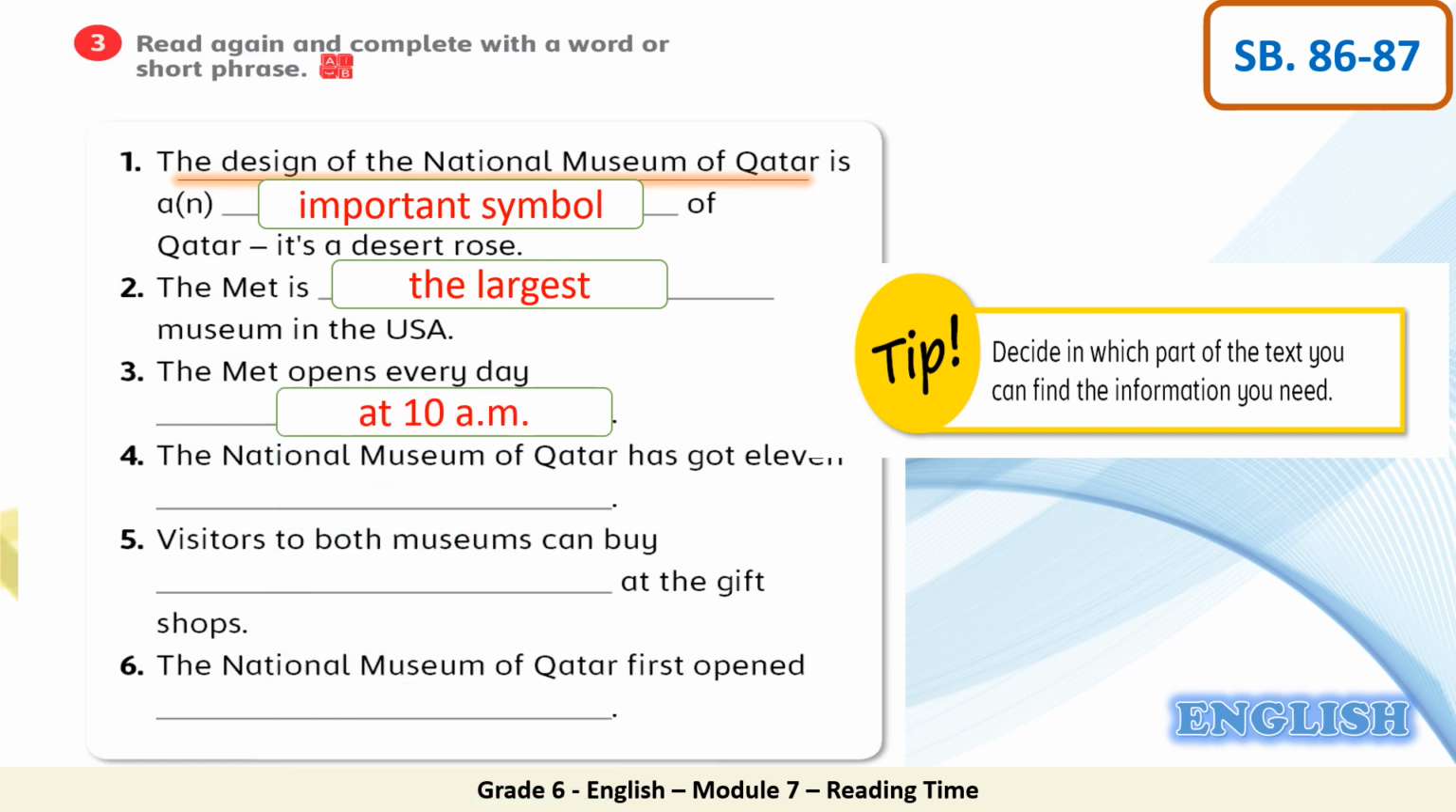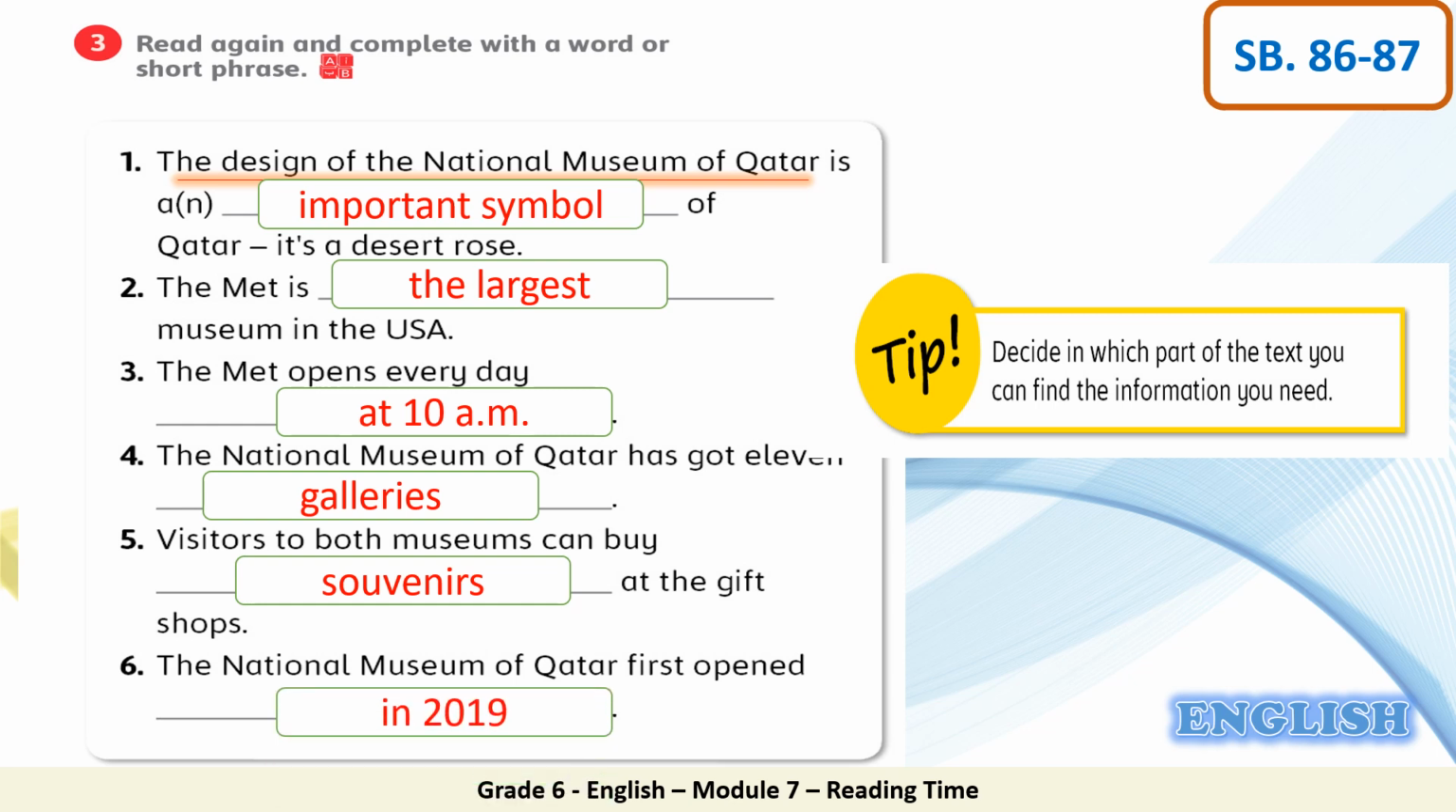Number 4, the National Museum of Qatar has got 11 space. Excellent. 11 galleries. Number 5, visitors to both museums can buy space at the gift shops. Super. They can buy souvenirs. Number 6, the last one. The National Museum of Qatar first opened great in 2019. Well done, everyone. Good job.